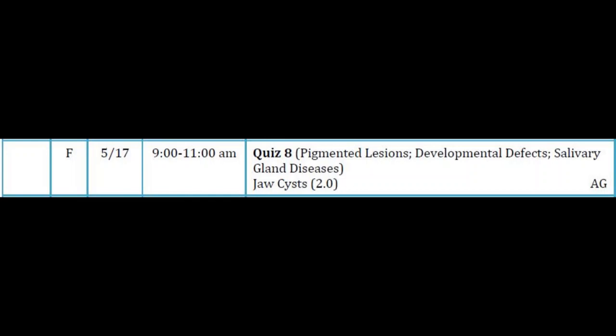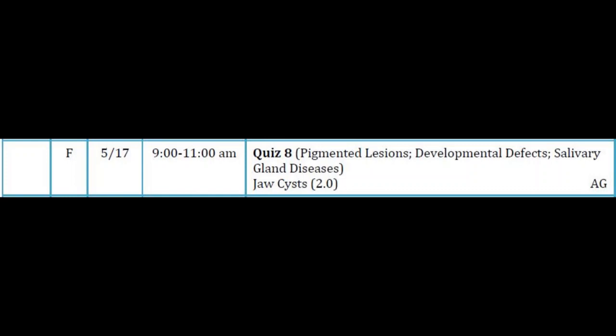There's no gender predilection here. Age, it tends to be more common in younger patients, usually around 30 years of age or less. And then you tend to see them as either radiolucent lesions or mixed lesions. The way you treat a calcifying odontogenic cyst is by enucleation. It's a cyst, so you remove everything, the lining, and it has really good prognosis.